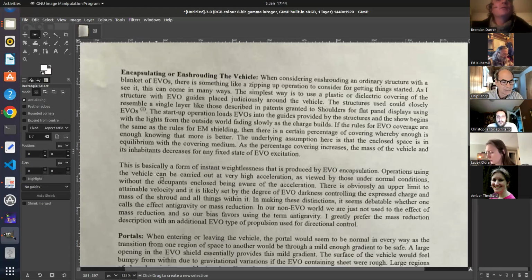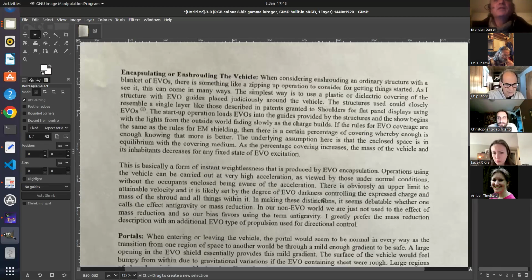Operations using the vehicle can be carried out at very high acceleration, as viewed by those under normal conditions, without the occupants enclosed being aware of the acceleration. Wow, that's a huge statement right there. There is obviously an upper limit to attainable velocity, and it is likely set by the degree of EVO darkness controlling the expressed charge and mass of the shroud and all things within it. So the shroud is that vacuum plasma bubble sheath.